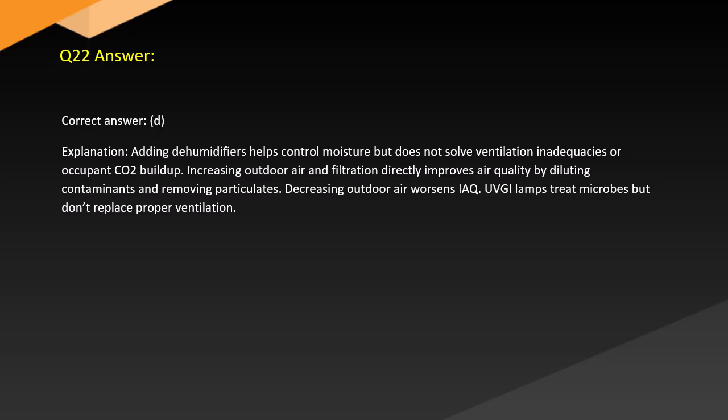Answer. Correct answer: D. Explanation. Adding dehumidifiers helps control moisture but does not solve ventilation inadequacies or occupant buildup. Increasing outdoor air intake directly improves air quality by diluting contaminants and removing particulates. Decreasing outdoor air worsens IAQ. UV lamps treat microbes but don't replace proper ventilation.